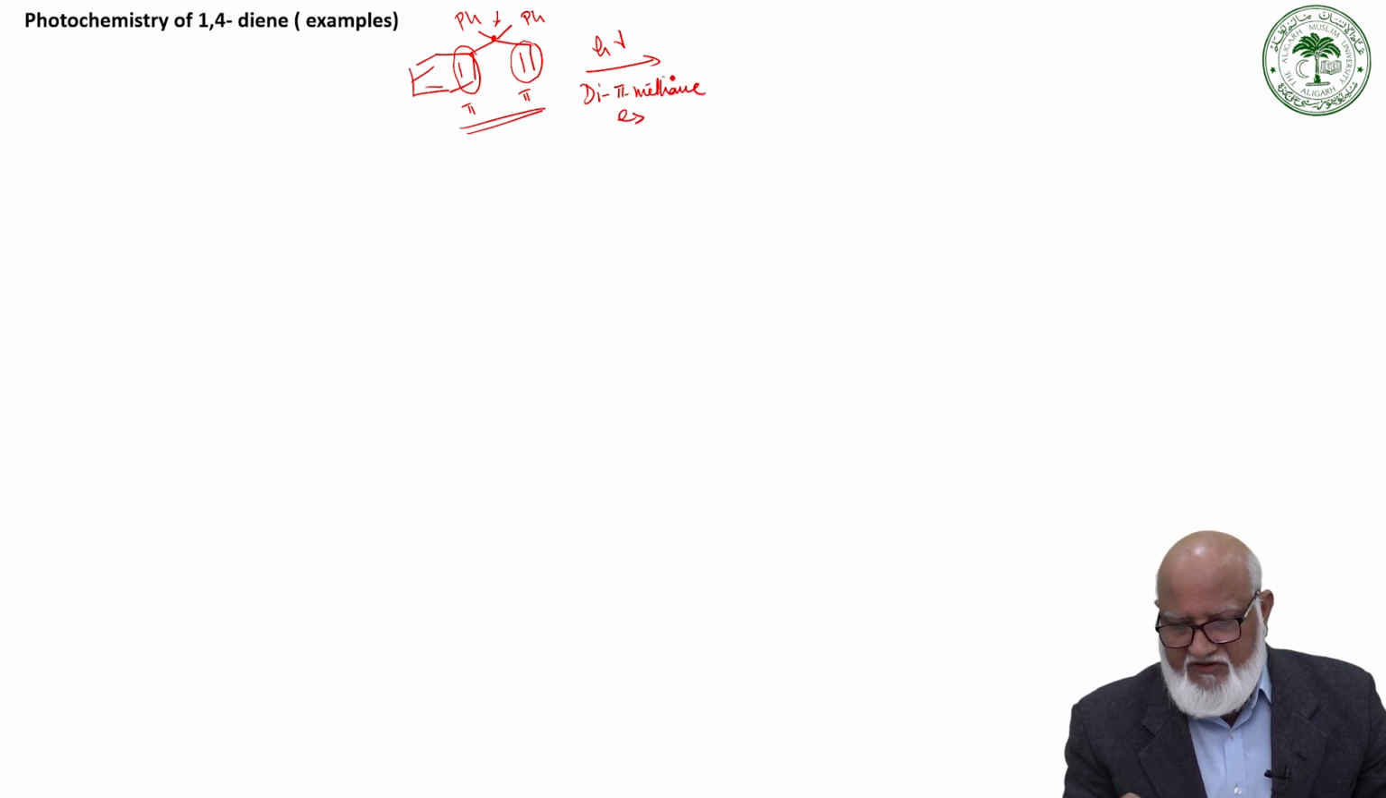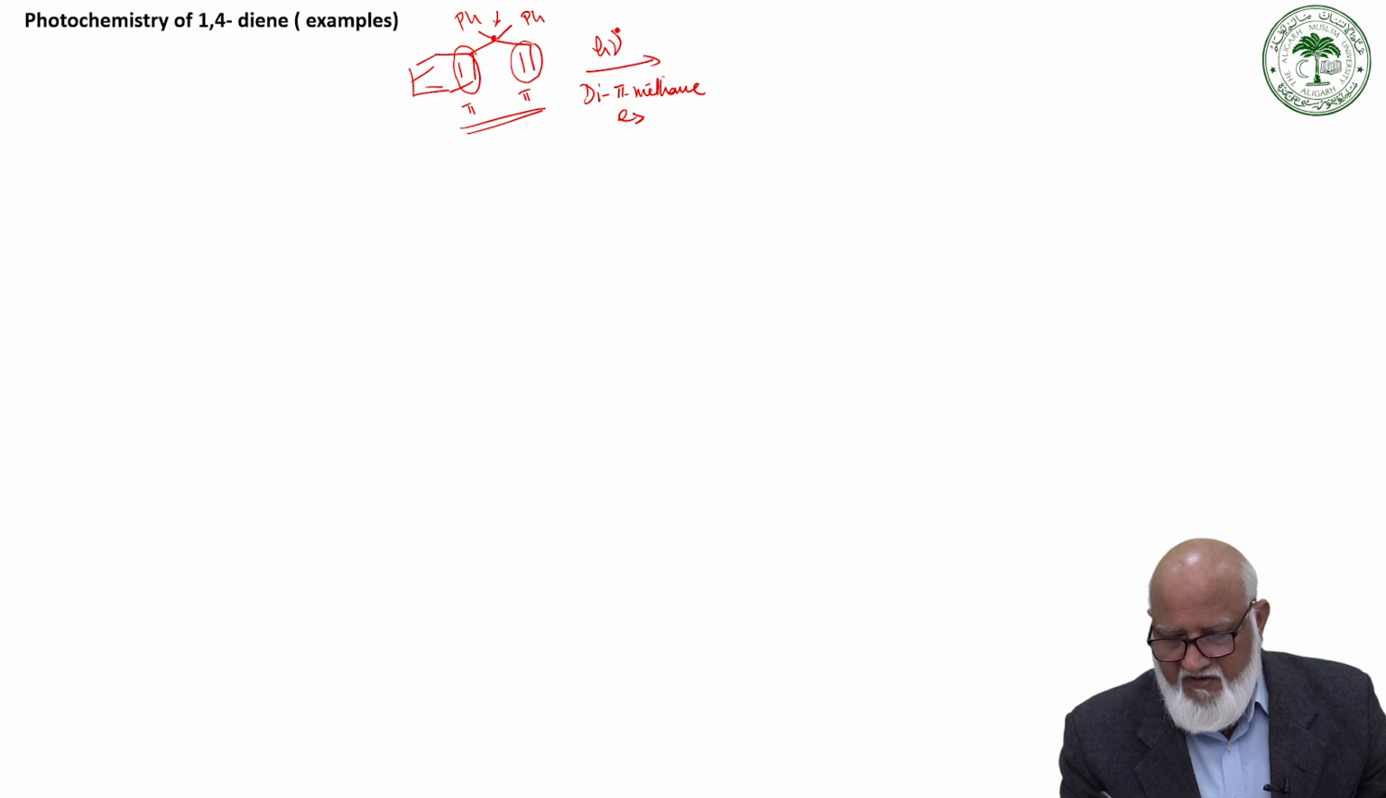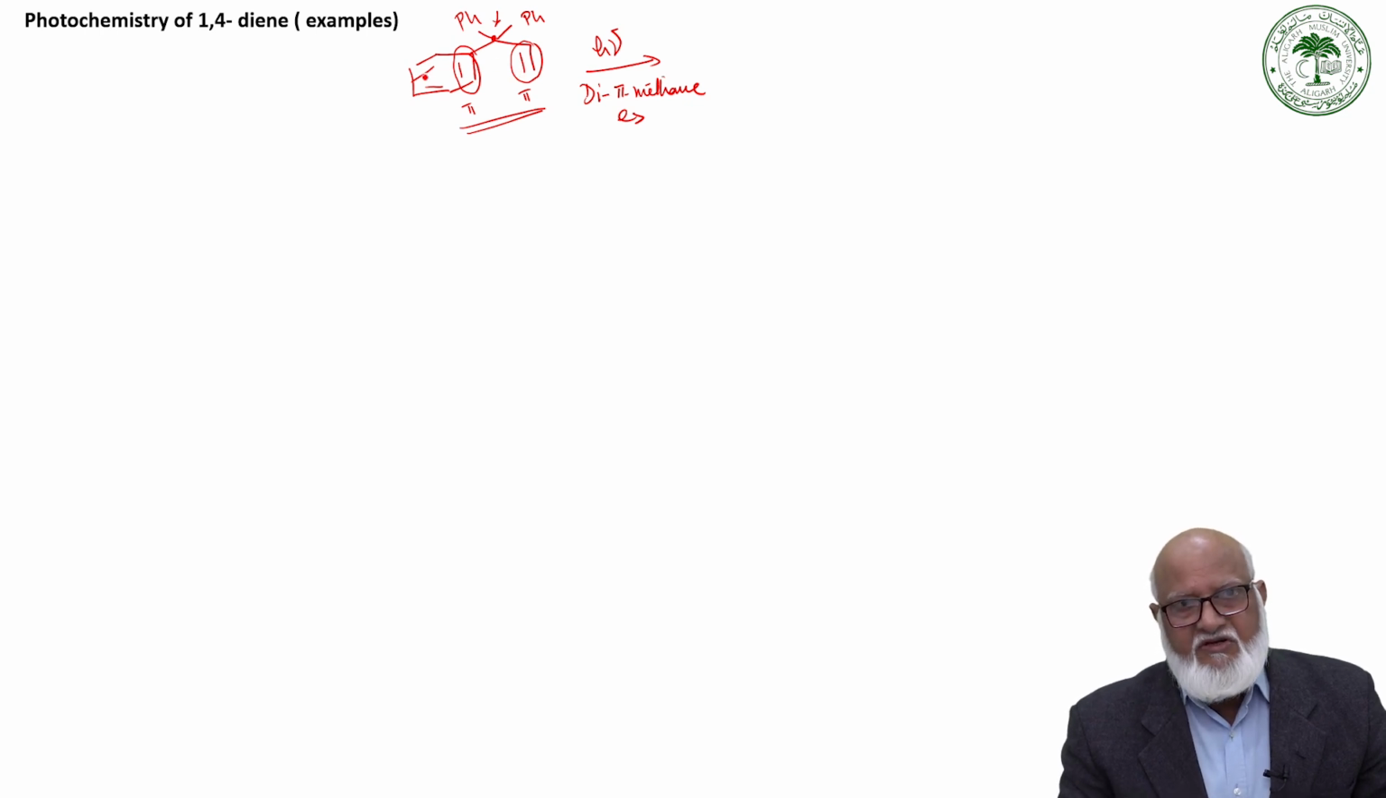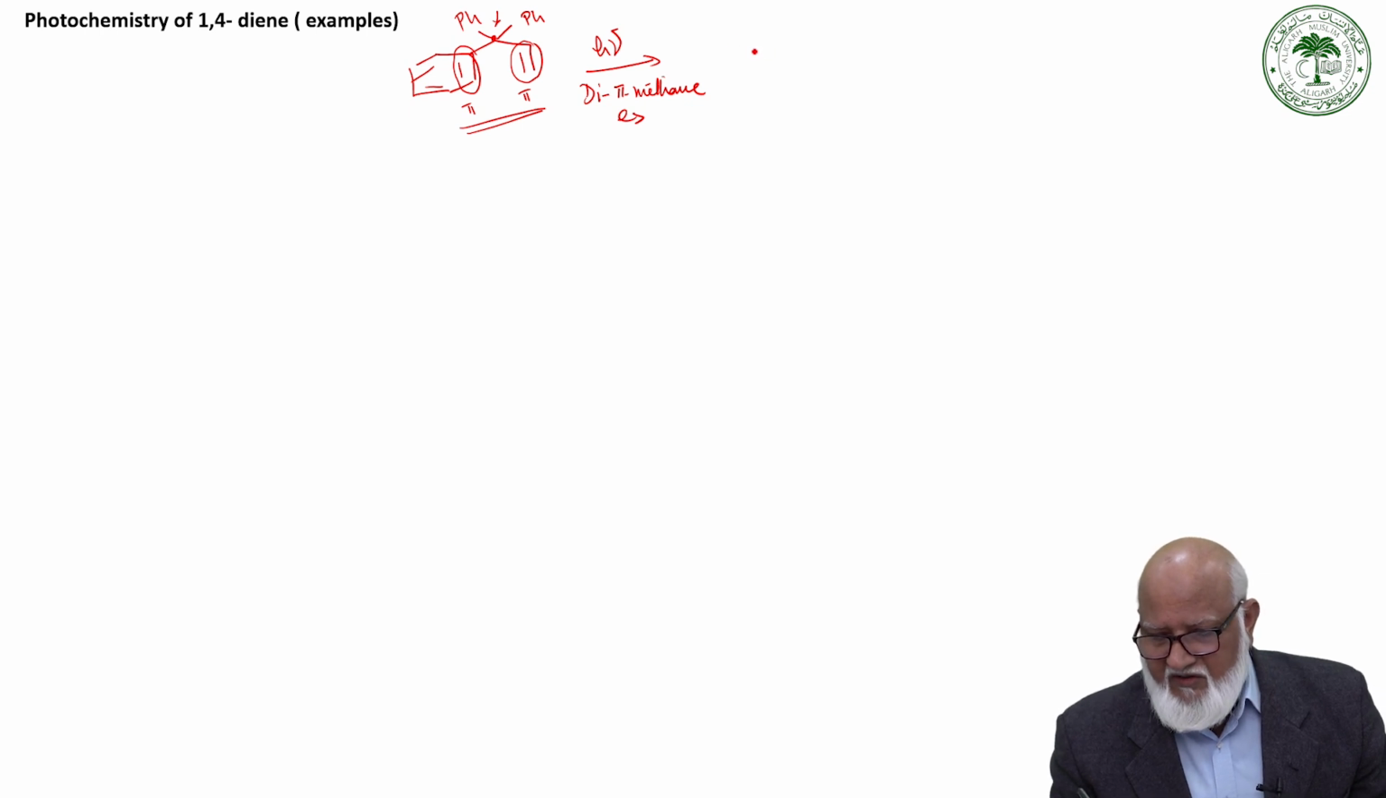Di-pi-methane rearrangement under photolytic conditions: the first step is the excitation of one of the double bonds. We can excite any of these, either this or the pi bonds of the benzene ring. But ultimately the main intermediate involved in the di-pi-methane rearrangement is the cyclopropyl 1,4 diradical. So we'll just go directly to the cyclopropyl.